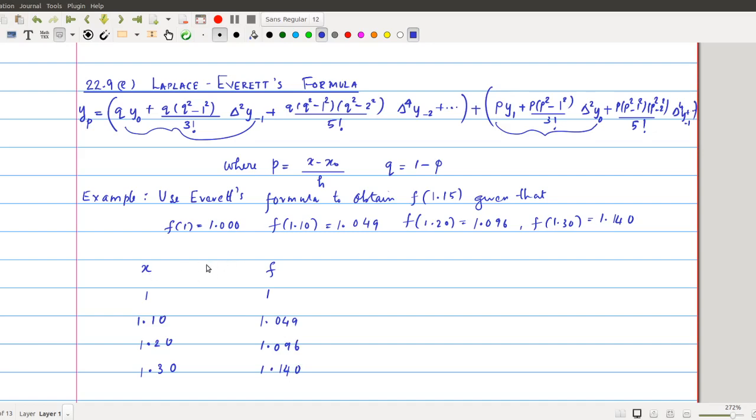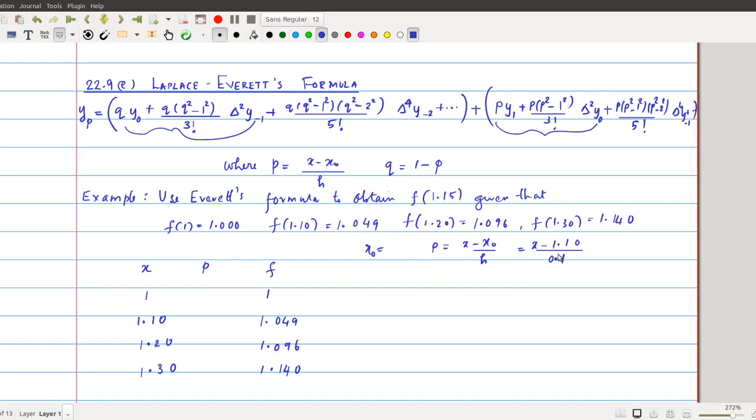Before calculating this table, we write p. What is p? By definition, p is equal to x minus x naught divided by h. First we have to set x naught. We need to find the value at 1.15, that is in between 1.10 and 1.20, so 1.10 is to be selected as x naught. So we write x naught is equal to 1.10, and h is equal to the length of the intervals, so that is 0.1.